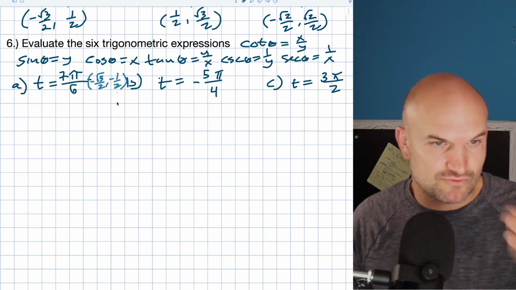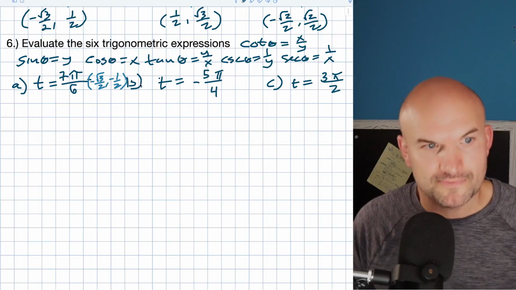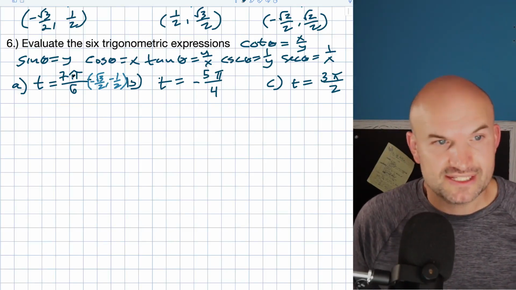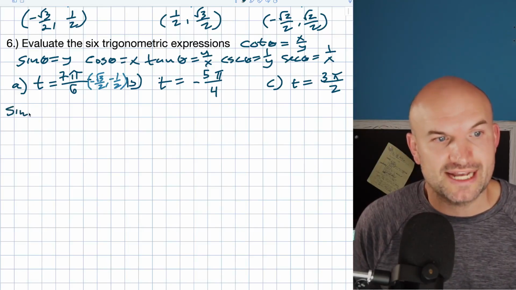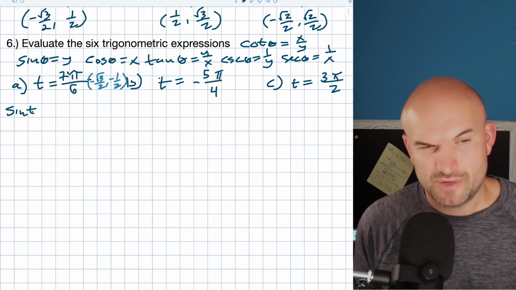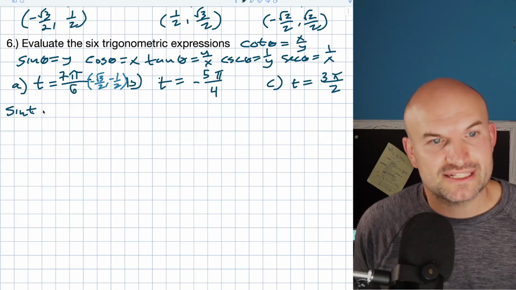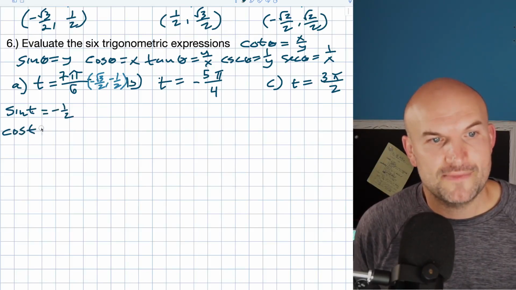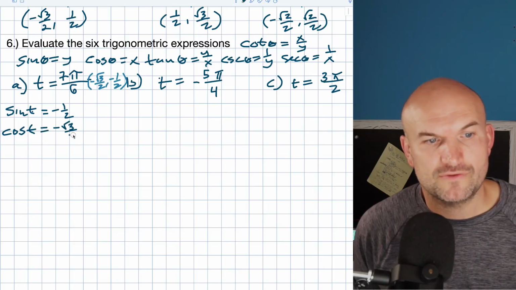Again, I'm doing things rather quickly, hopefully you can kind of follow along. So if I want to find the sine of this, that's going to represent the y coordinate. So sine of t in this case is going to be a negative 1/2. Cosine of t is going to equal a negative square root of 3 over 2.